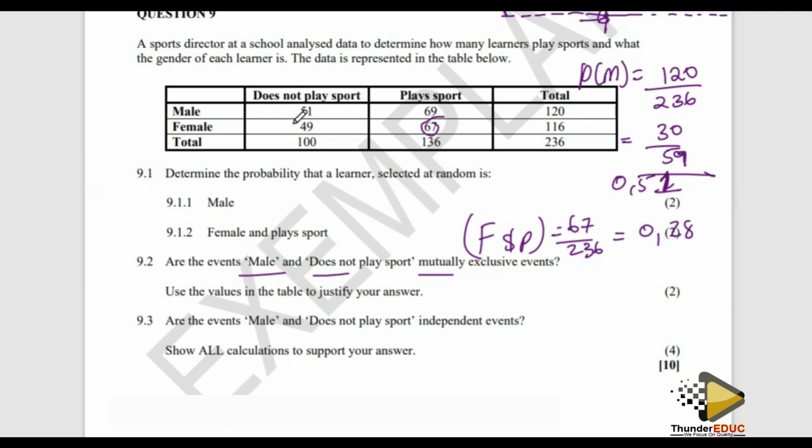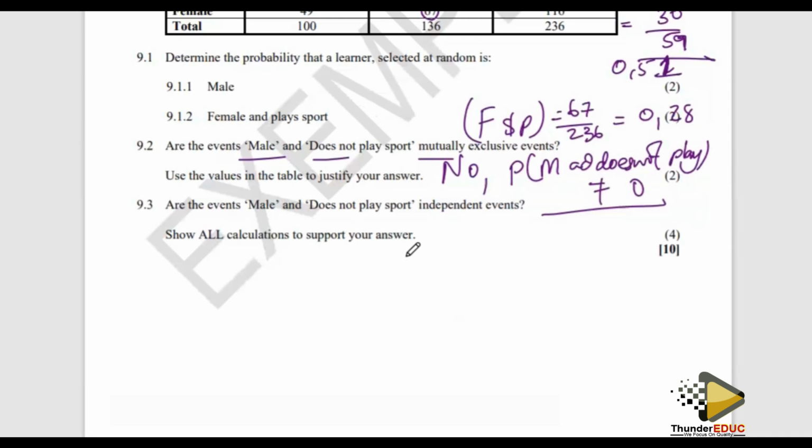So these events are not mutually exclusive. Are the events mutually exclusive? The answer is no. Why? Because the probability of male and does not play is not equal to 0.